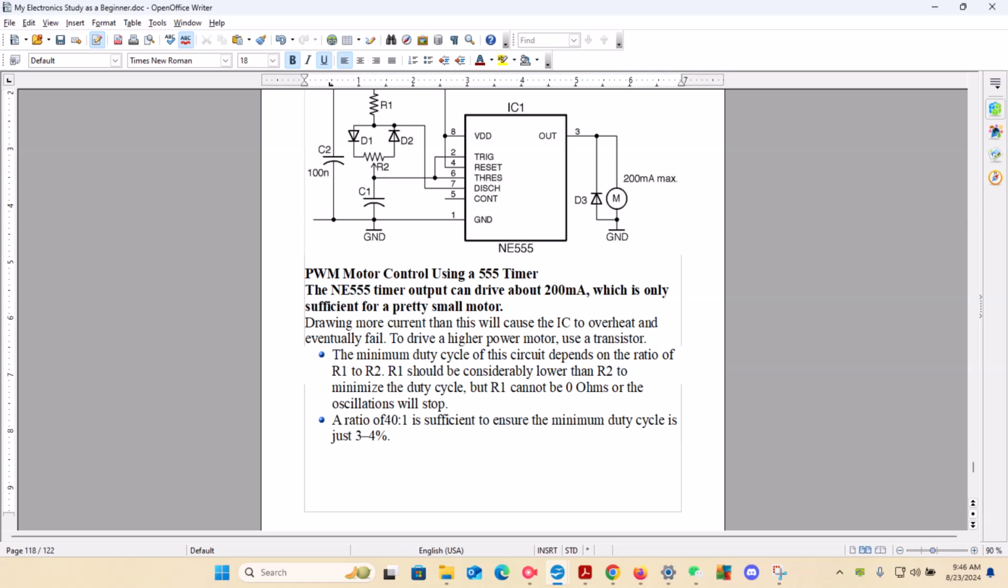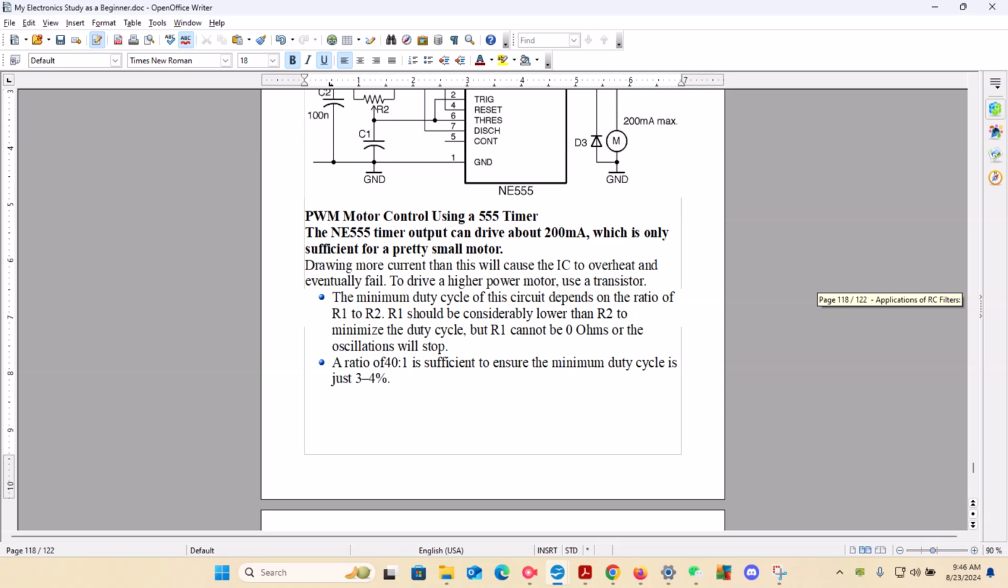Okay. Now, here are some things to consider. Number one, when you draw more current than this, it will cause the IC to overheat and eventually fail. So to drive a higher power motor, you need to use a transistor. The minimum duty cycle of the circuit depends on the ratio of R1 to R2. And R1, this refers to resistor 1, should be considerably lower than resistor 2.